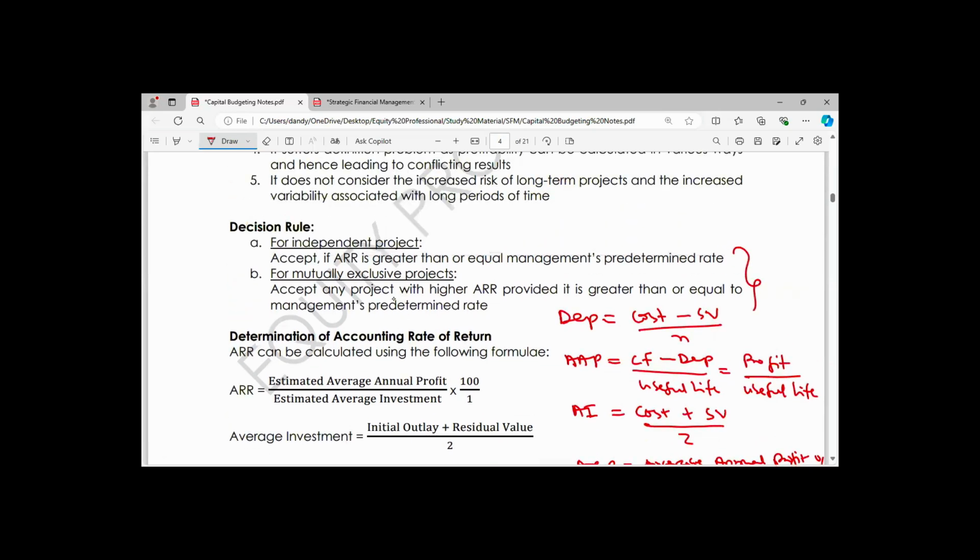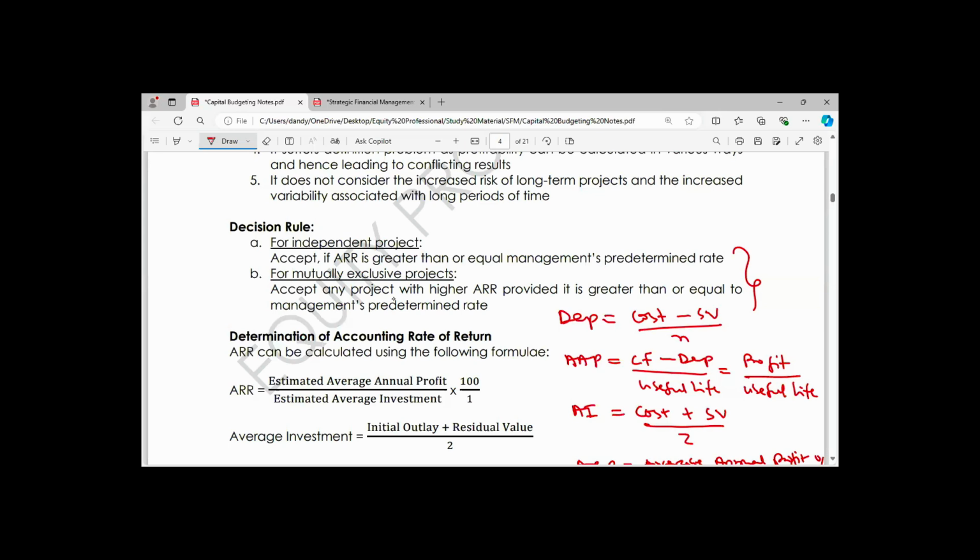Now, you will notice that the two techniques under the non-discounted cash flow method are benchmarked against targeted management figures. So you are expected to benchmark your calculated payback period or accounting rate of return with the management predetermined payback period or accounting rate of return.